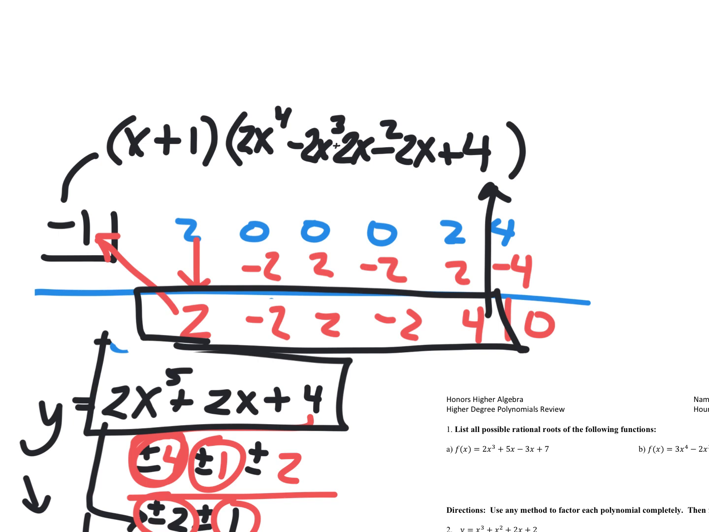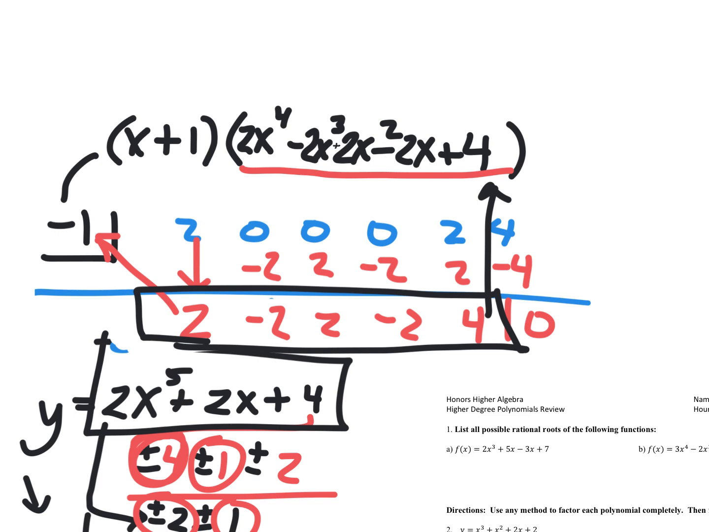Yes? Can't you factor out the 2? I love that you're thinking, can we factor it again? And you are correct. There's a 2 in everything. So you could factor that out. And I bet you it could even be factored again.